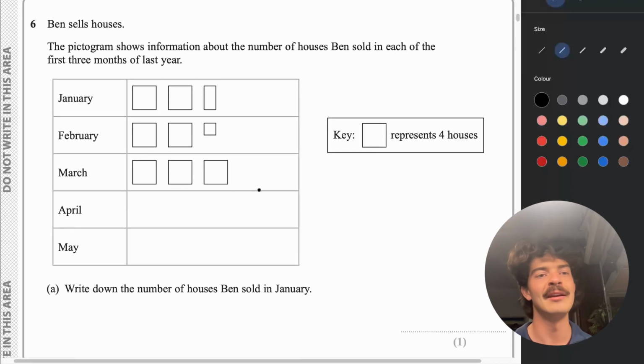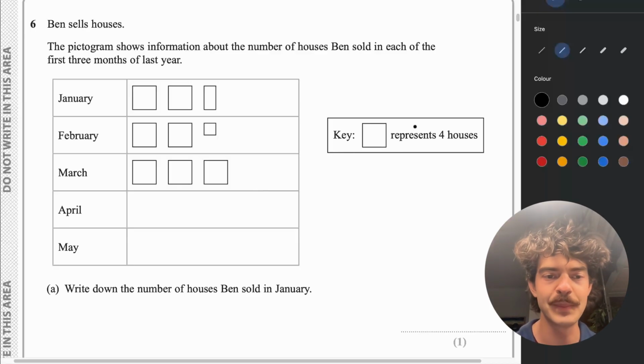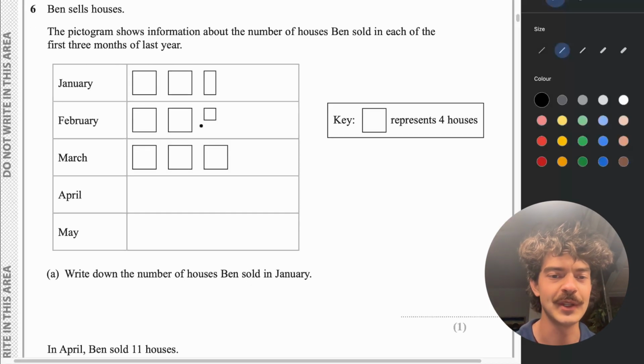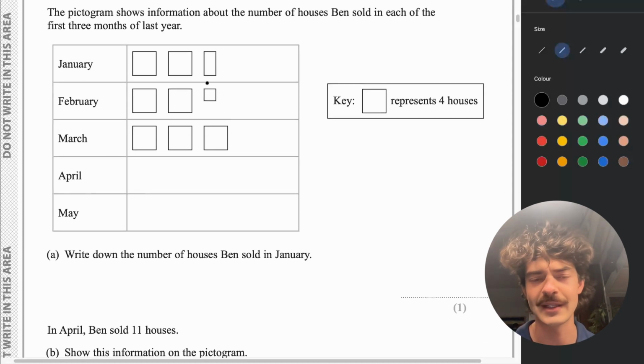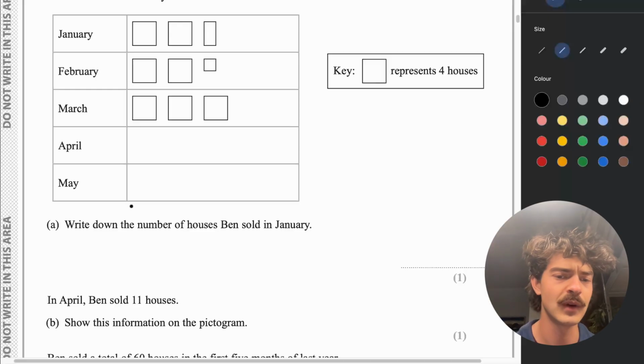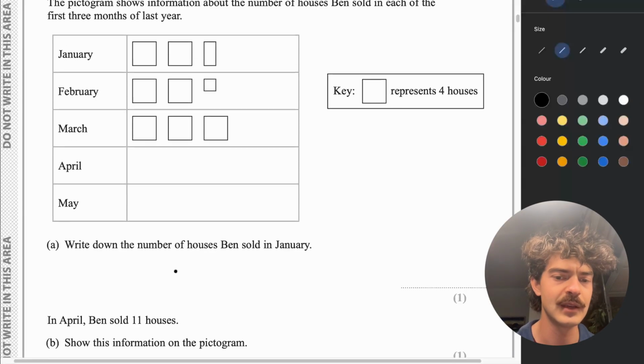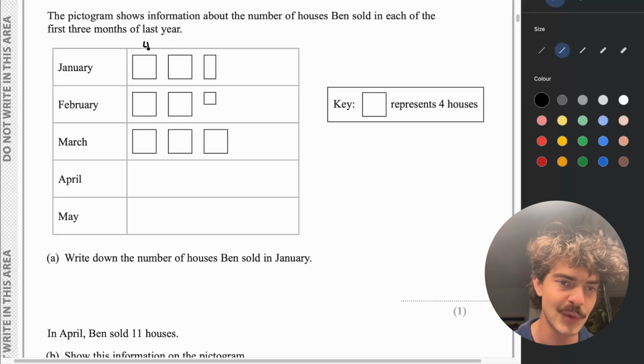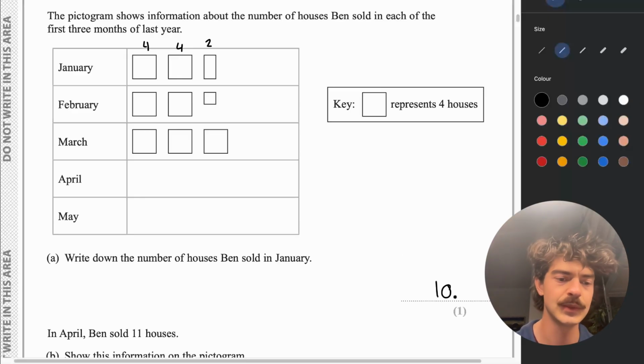All right. Ben sells houses. The pictogram shows information about the number of houses Ben sold in each of the first 3 months of last year. A big square represents 4. Therefore, this small square is going to represent 1, and this half a square rectangle is going to be 2. Write down the number of houses sold in January. We're going to get 4, 4 again, and a 2. So that's going to be 10 in total.